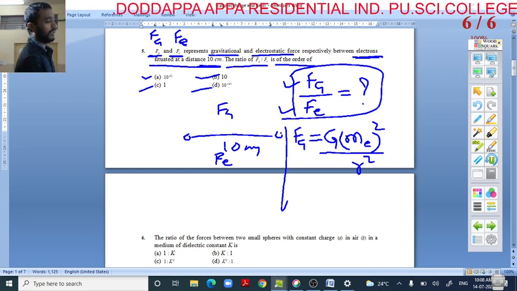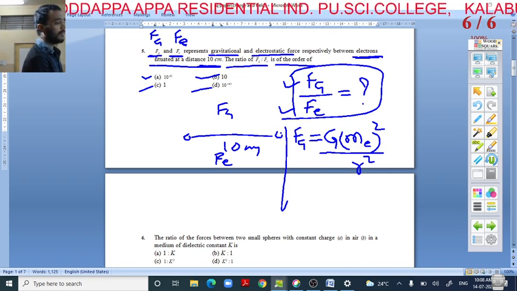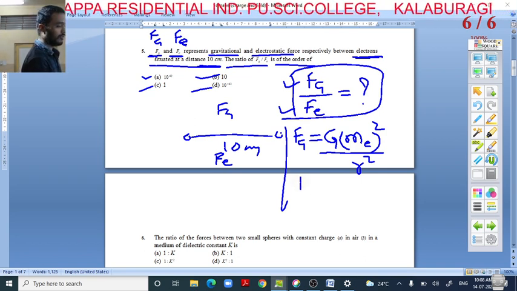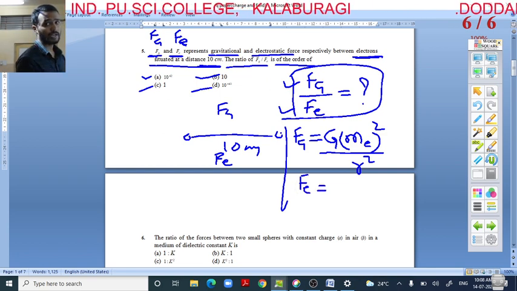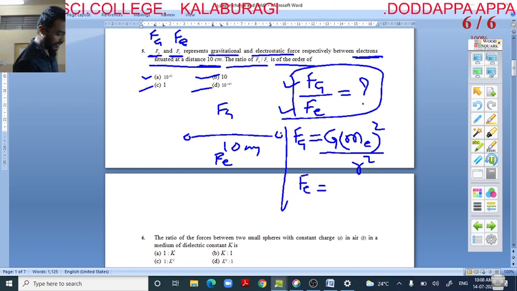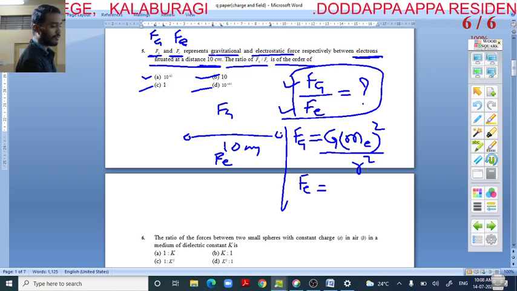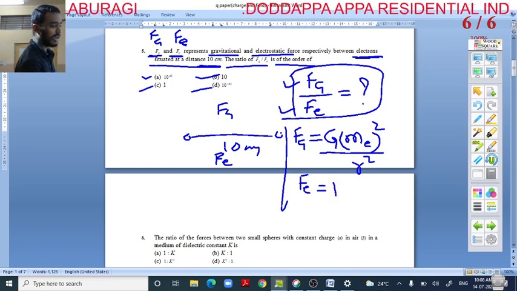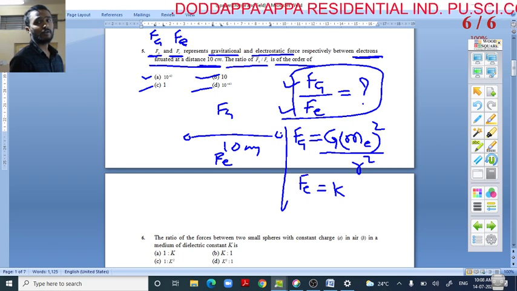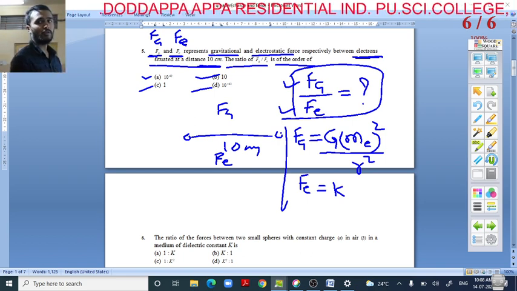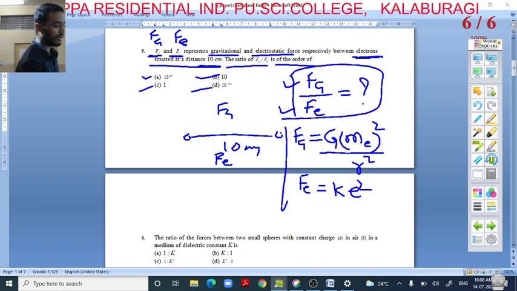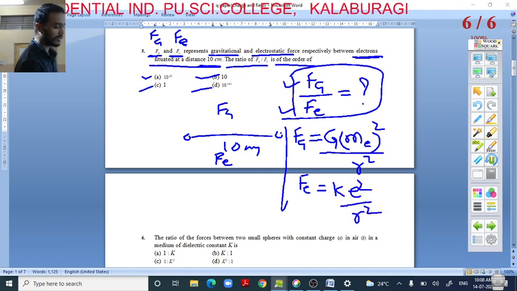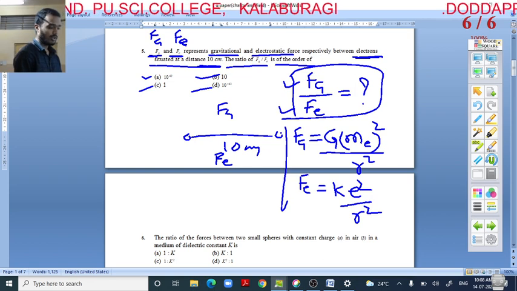Similarly, I will write Fe also. Fe is equal to electrostatic force. We know that, just to write it. Electrostatic force is 1 by 4 pi epsilon naught, K I will write. And two electrons we have here, Q1 and Q2 value, e into e, square divided by r square. Right? Okay, now do the ratio.